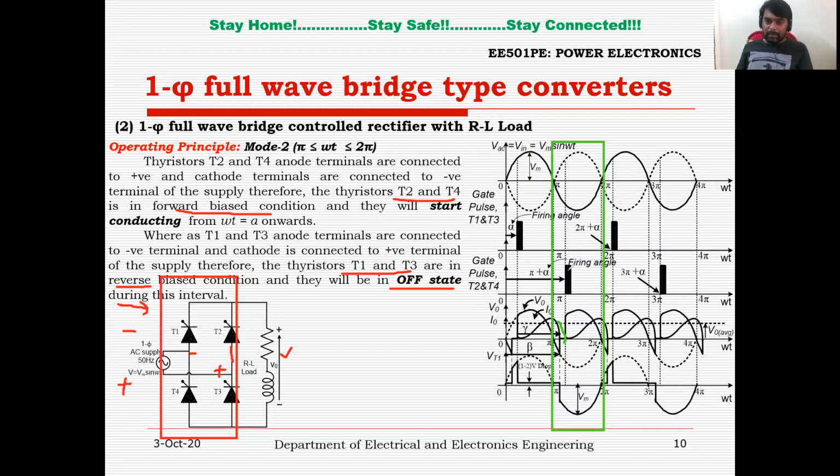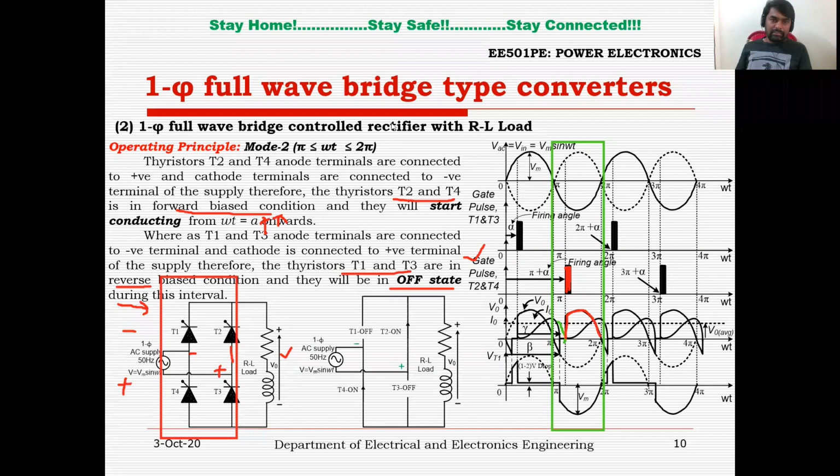So at omega t equal to pi plus alpha, the firing pulse is given to the thyristors. It is pi plus alpha here. The firing pulse is given to T2 as well as T4 at the same time. Here you can see. So from that point onward, the output voltage will follow the input voltage. You can see it is following the input voltage.